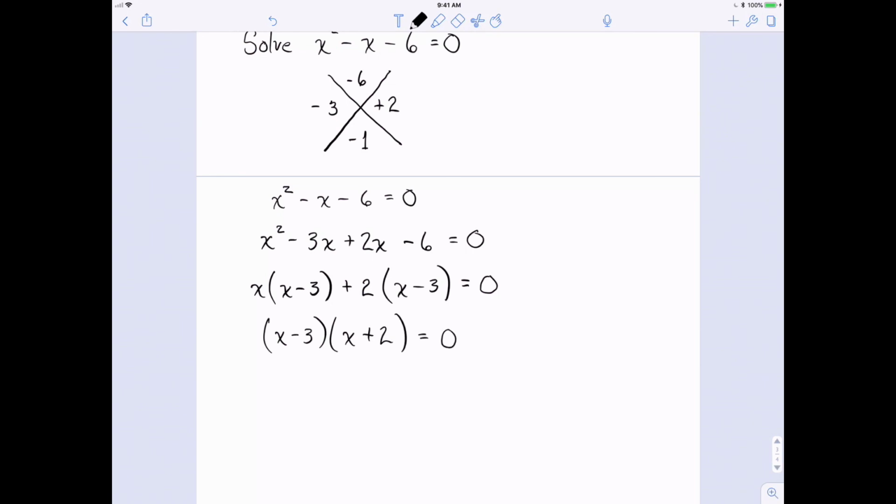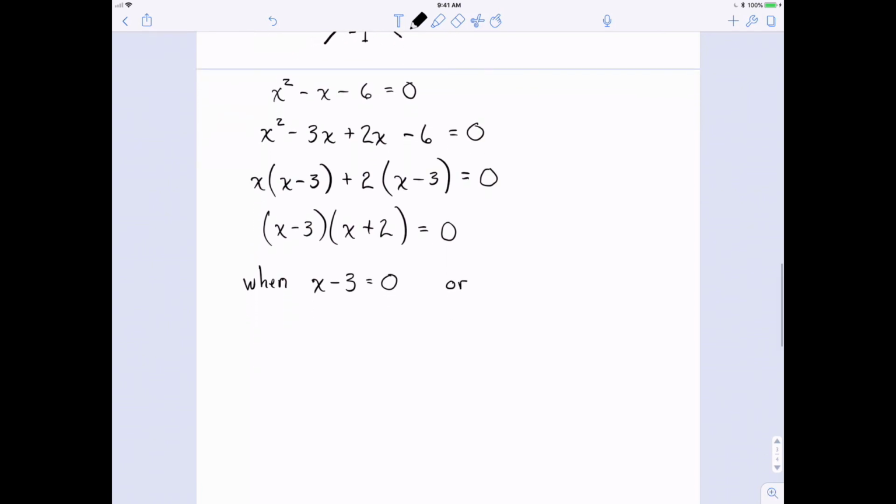And then we know that this is true when x minus 3 equals 0, or x plus 2 equals 0. So now I add 3 to both sides. So one answer is x equals positive 3, or my other answer, I'm going to subtract 2 from both sides, and I have x equals negative 2. And those are my answers.